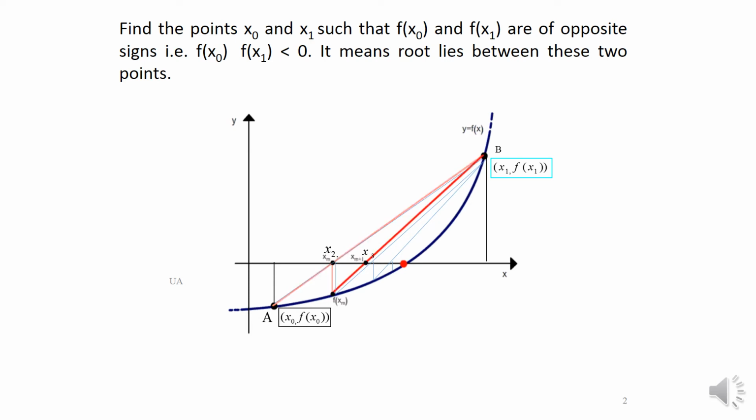So what we did, we found 2 points x0 and x1, and we see that f(x0) times f(x1) is less than 0. It means the root lies between x0 and x1, and we found that root with the help of the graphical method.